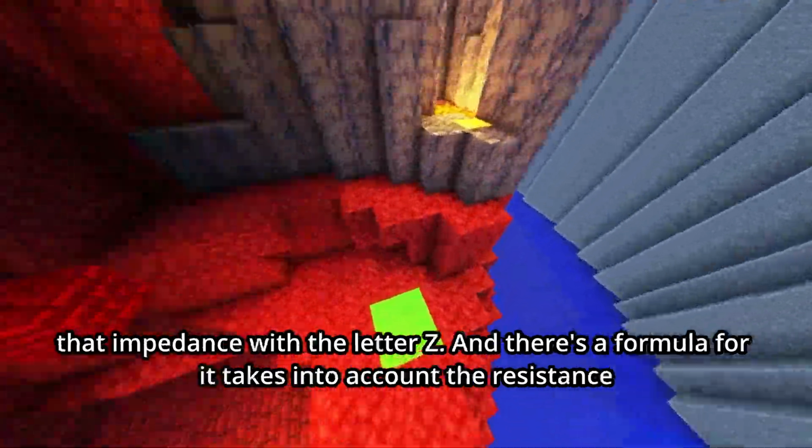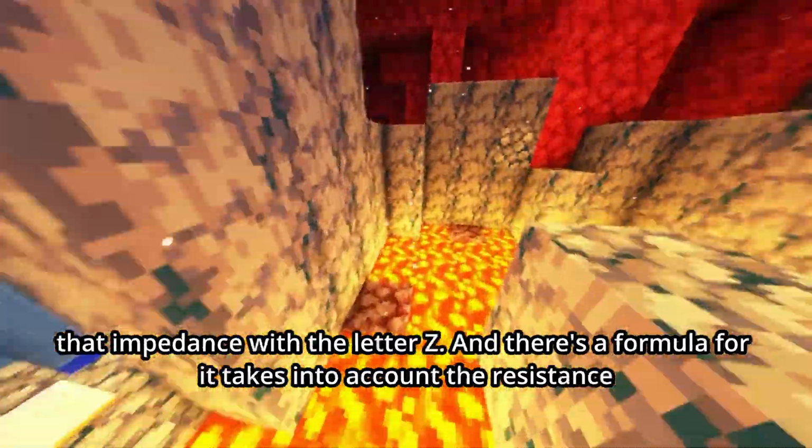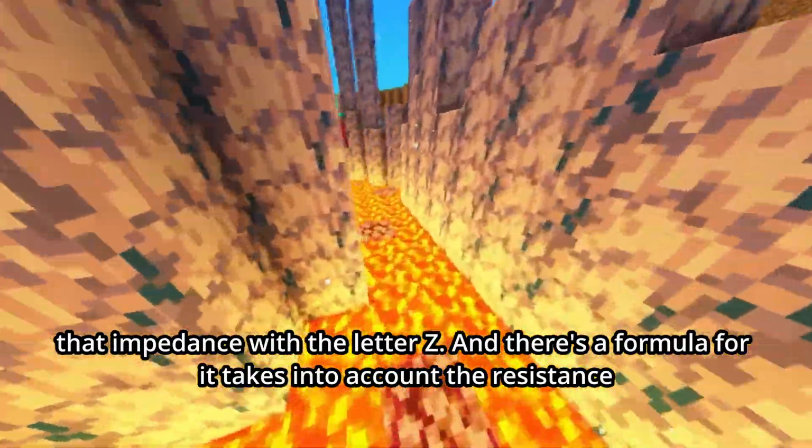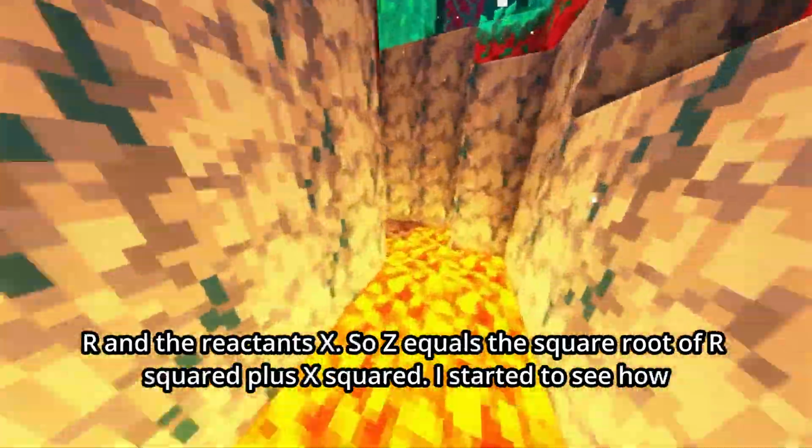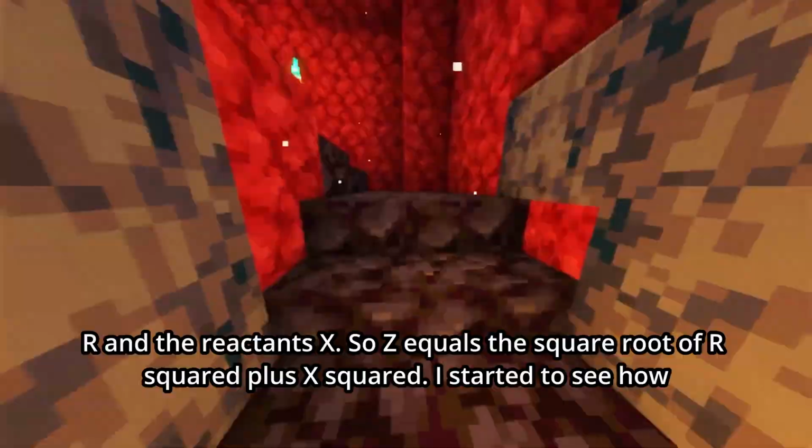Exactly. We represent that impedance with the letter Z, and there's a formula for it. It takes into account the resistance R and the reactance X. So Z equals the square root of R squared plus X squared.